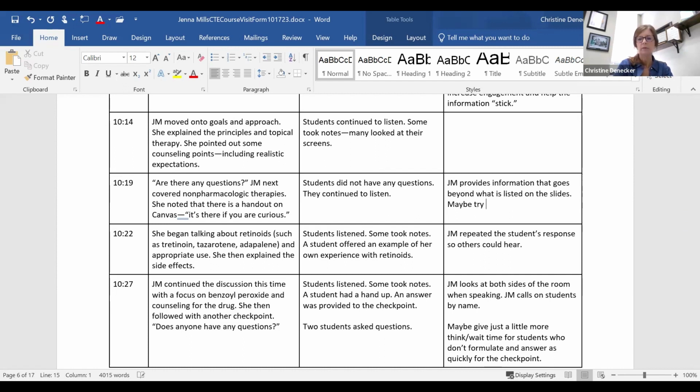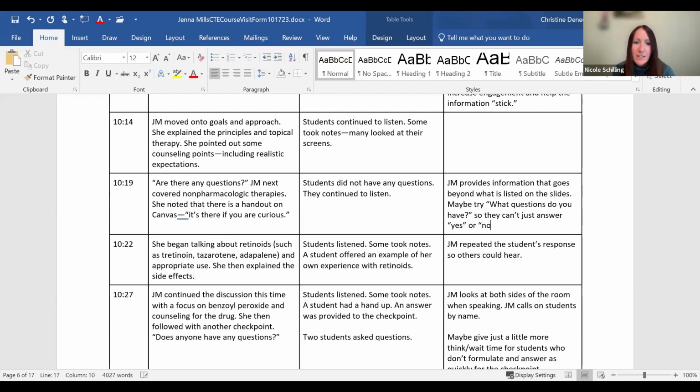And I'm going to put that in the instructor or the observer, whatever, the visitor section. I like your wording, maybe try, or I use "might consider" a lot. Yeah, it's not a mandate, it's just a suggestion, right? You see that again in 1027.